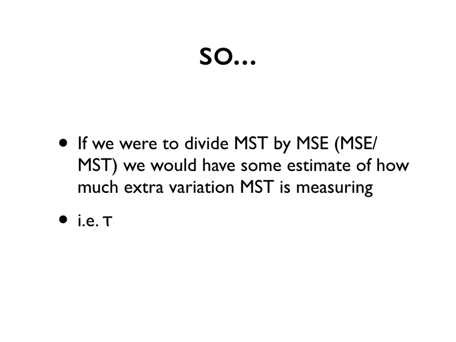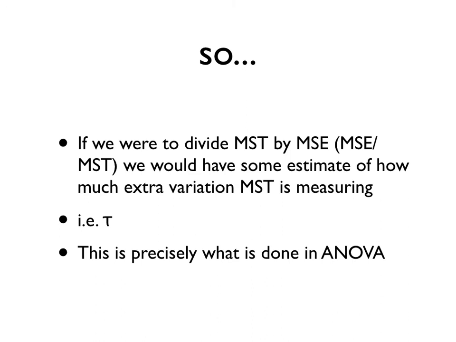Then we'll go back to the model: treatment effects plus error, or individual differences, divided by error, or individual differences, whatever you want to call it. I like calling them error because epsilon stands for error and tau stands for treatment. There's a reason we use those Greek letters. That's precisely what happens in analysis of variance. We're dividing mean squared treatment by mean squared error, which gives us an estimate of how much extra variance mean squared treatment accounts for. If it accounts for enough, we say we have a difference in our means. It makes sense, right? It's quite cool.